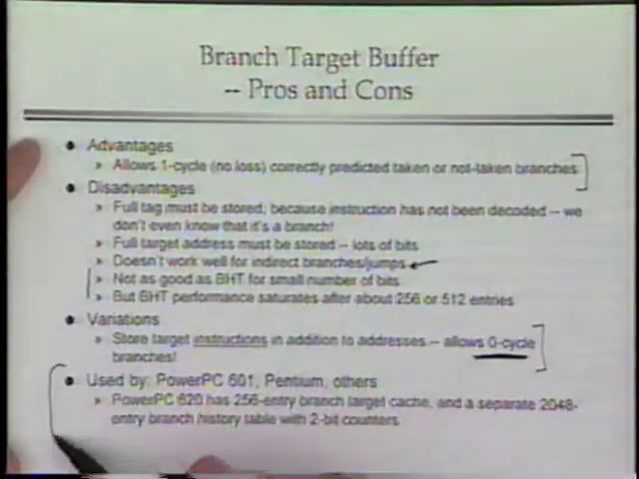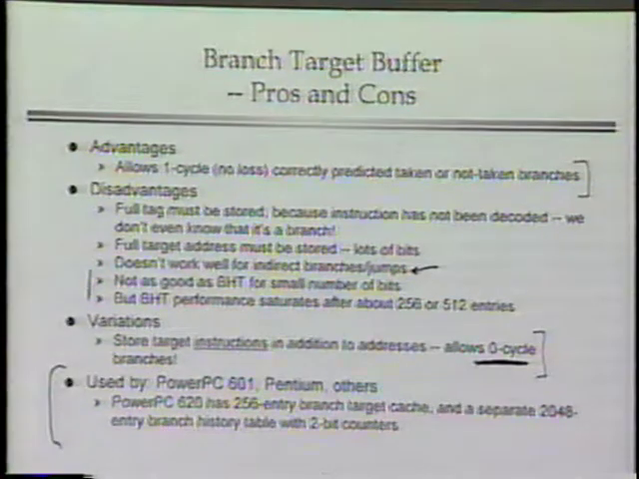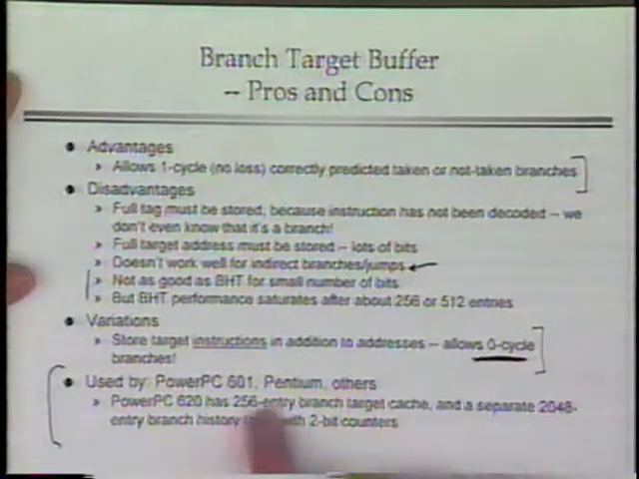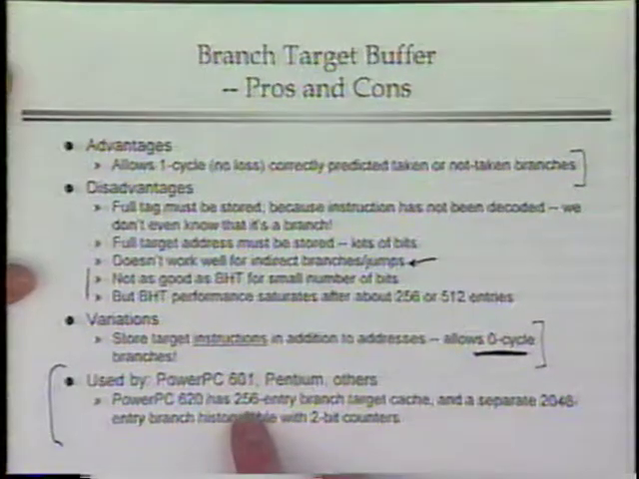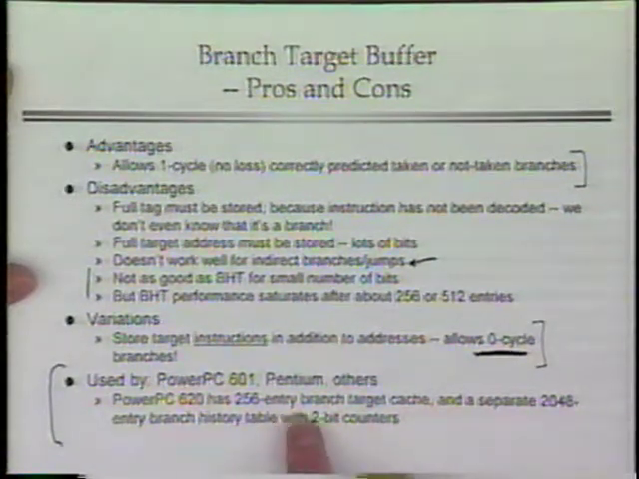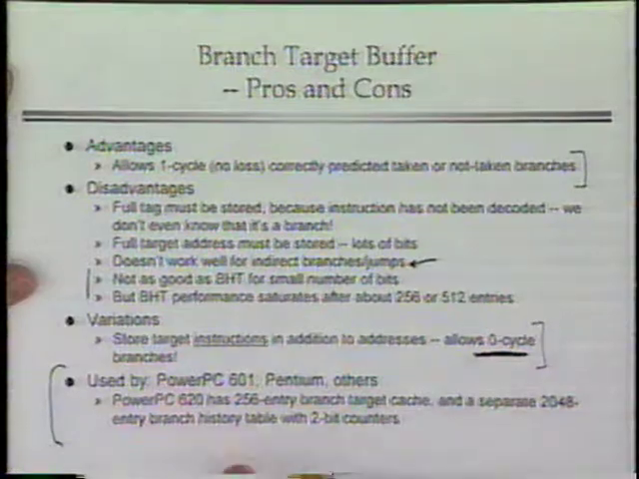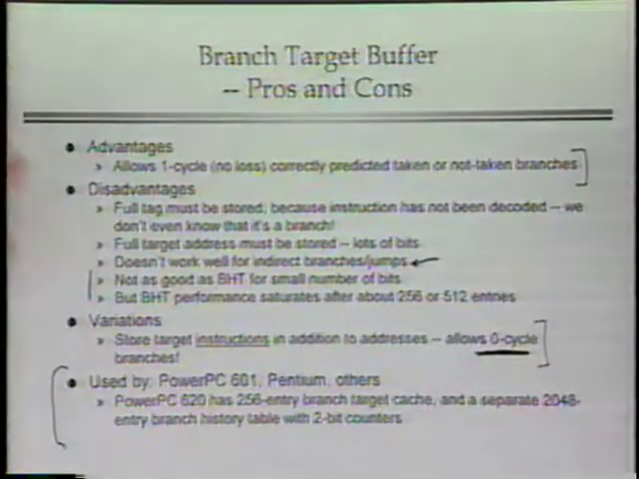Lots of recent machines have used branch target buffers. The PowerPC 601, the Pentium does. The PowerPC has a branch target cache, and in addition has an even larger branch history table with 2-bit counters to get a combination of both effects. So this is technology which is very actively in use.